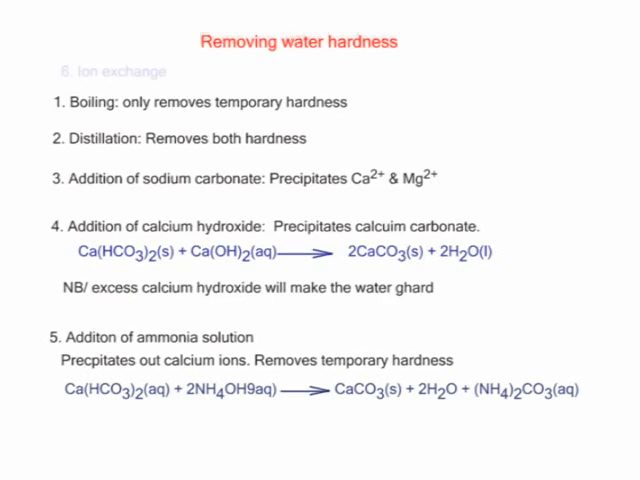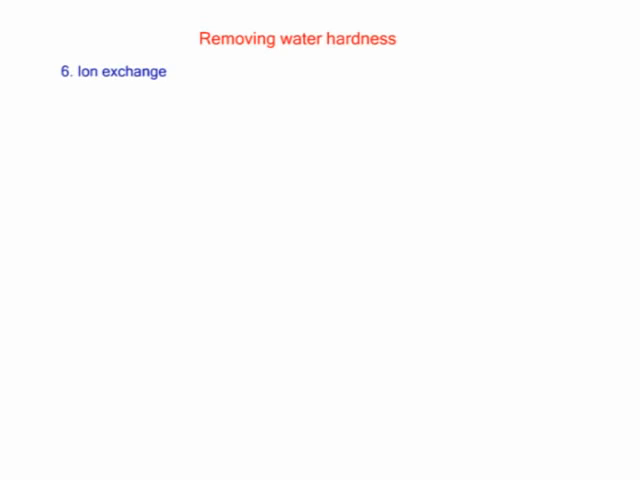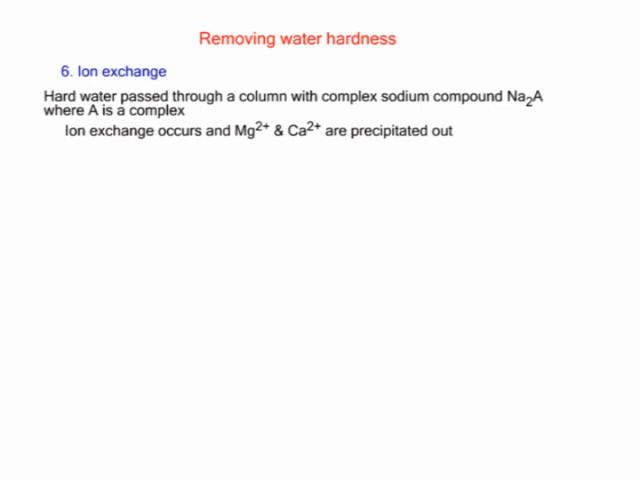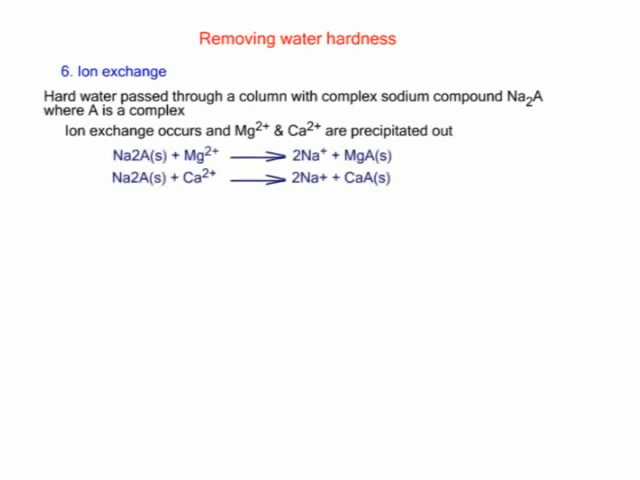Finally, we have what we call ion exchange. Now this is a rather complicated method, and in this process hard water is passed through a column filled with some complex sodium compounds, which can be represented by the formula NaA, where A is a complex. When NaA reacts with calcium ion, there is ion exchange to form CaA plus sodium ions. Now the calcium ions and magnesium ions are precipitated out as CaA and MgA, where A we've said is a complex.